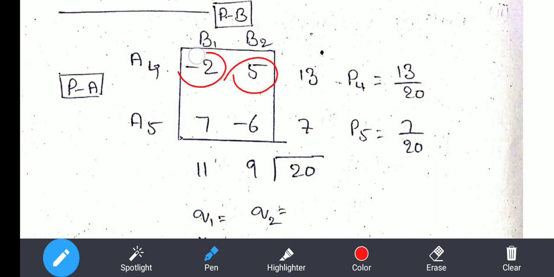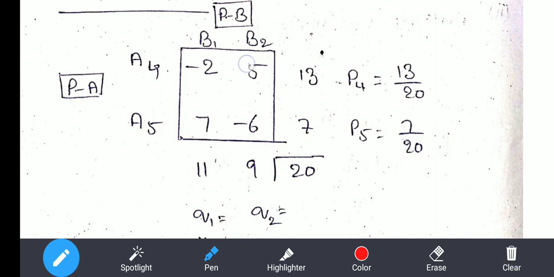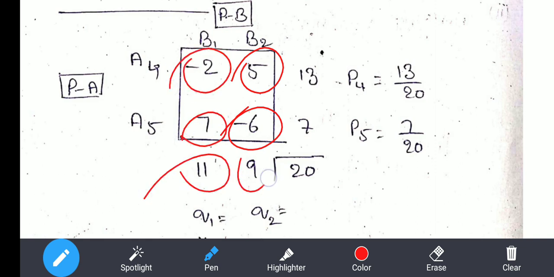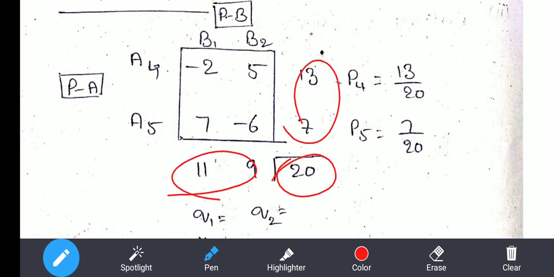5 minus of minus 2, that is 7. Maximum 7 minus of minus 6, that is 13. Sum of these two will be 20. In the column wise also, maximum minus of minus 6, 5 minus of minus 6, 11. 7 minus of minus 2, that is 9. So the sum of these two will be 20. Sum of these two also will be 20.